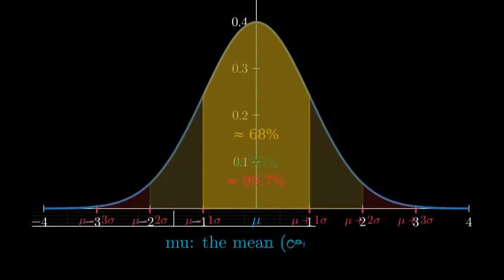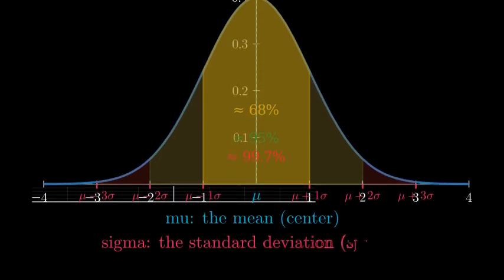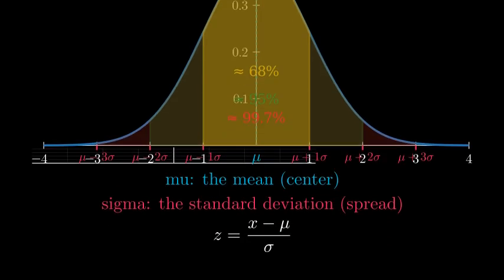Two parameters define a normal distribution. Mu is the center. Sigma is the spread. We often standardize using a z-score. Z equals x minus mu all over sigma. This converts any normal problem to the standard normal scale.